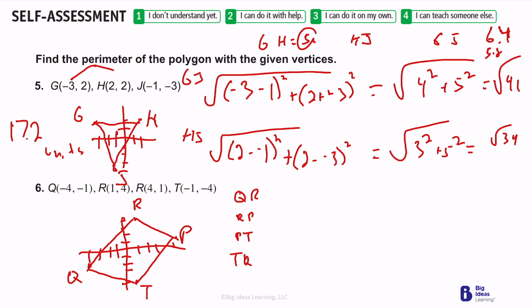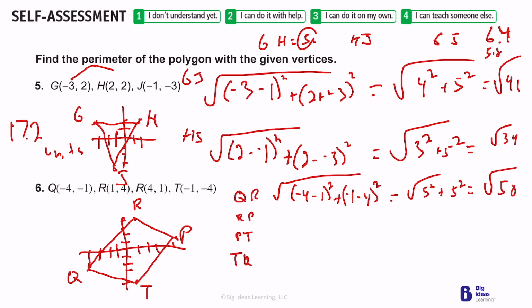Okay, here we go. Okay, so it's going to give us square root of 5 squared plus 5 squared, so square root of 50. RP, we're going to have space here to do this. So 1 minus 4 squared plus 4 minus 1 squared. So square root of 3 squared plus 3 squared. So square root of 18.